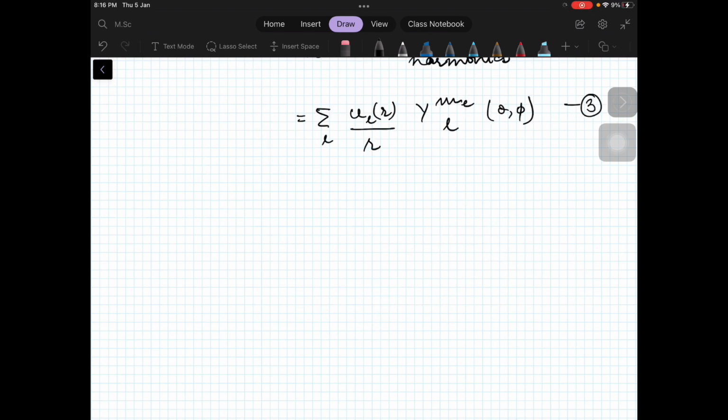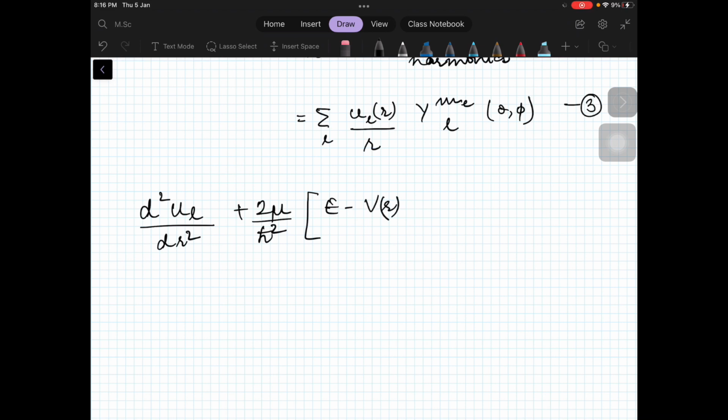So our equation becomes d squared u_l over dr squared plus [2 mu over h cut squared (E minus V(r)) minus l(l plus 1) over r squared] u_l is equal to 0.